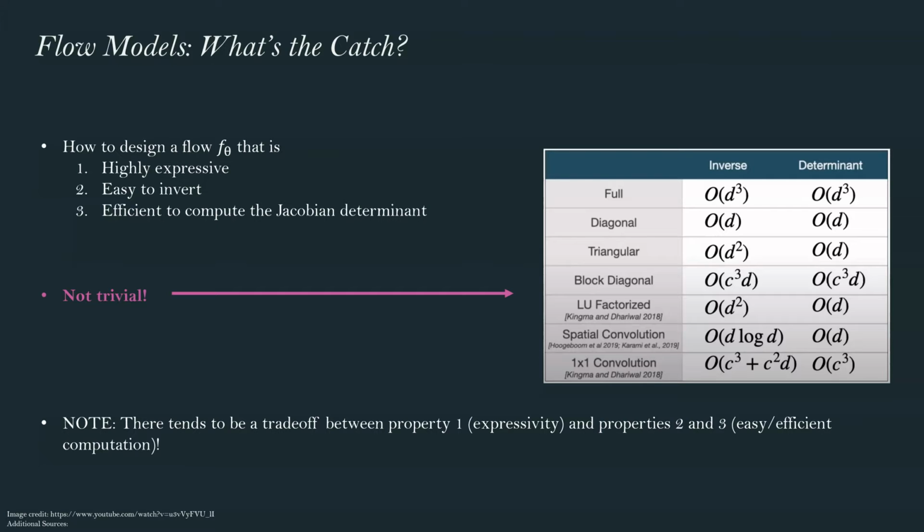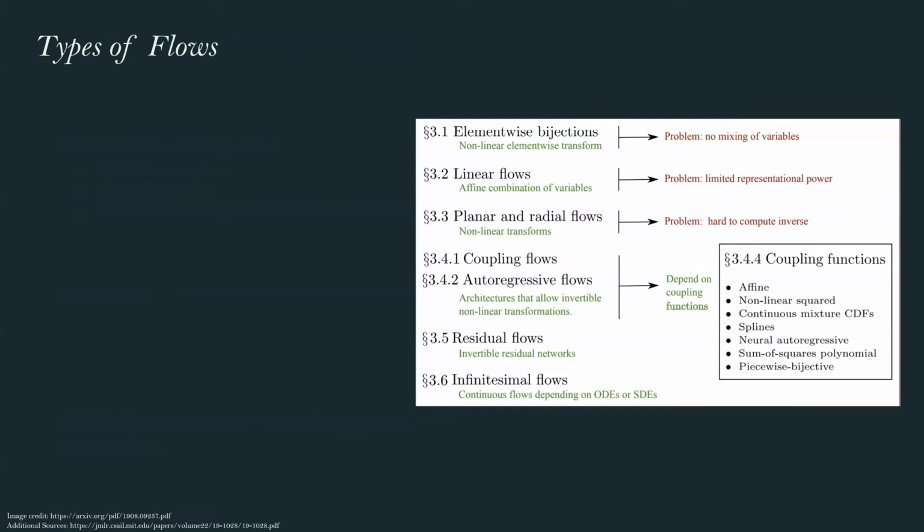But point being, calculating the determinant and calculating the inverse of a very large matrix is not a trivial affair. Right now, if we have constraints on the structure, then this can be made a little bit more tractable. So you can see, for a full matrix, it's big O of D cubed for both the inverse and the determinant, which is pretty gross. But if you're able to get the matrix into a diagonal form, then it's linear, right? So that's not too bad.